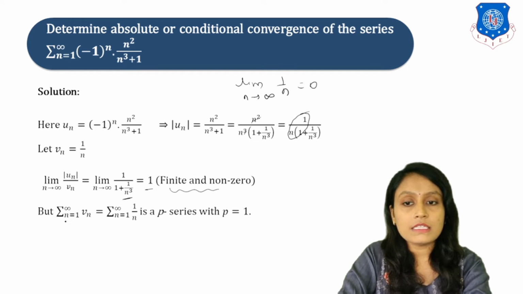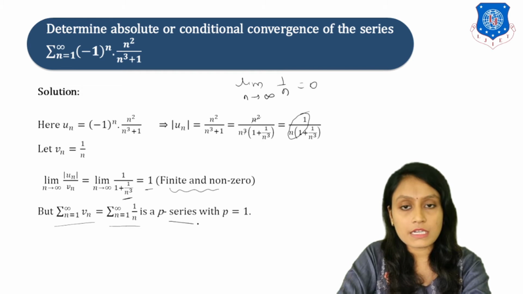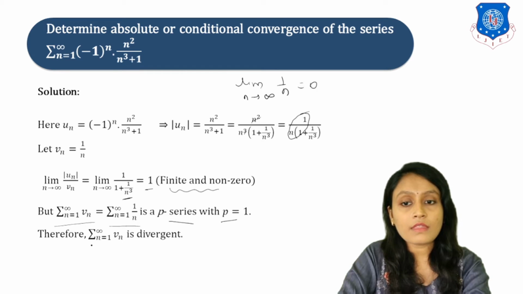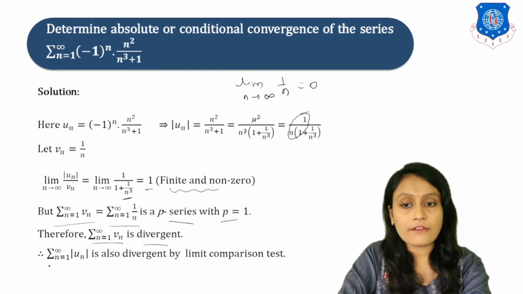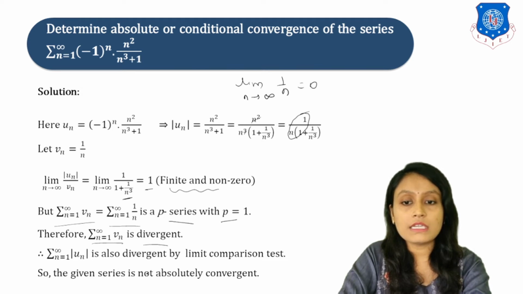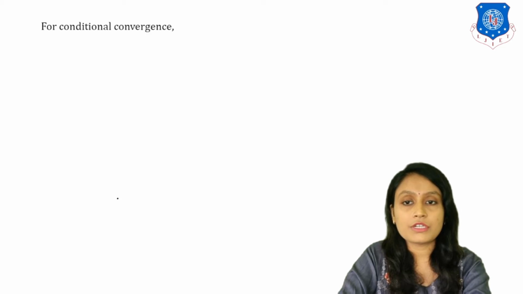And the series Vn, that is series 1 upon n, is a p series with p equal to 1. So we can say that the series Vn is divergent by p series test. Therefore we can say that the series mod Un is also divergent by the limit comparison test. So the given series is not absolutely convergent. Now we will check whether it is conditionally convergent or not.